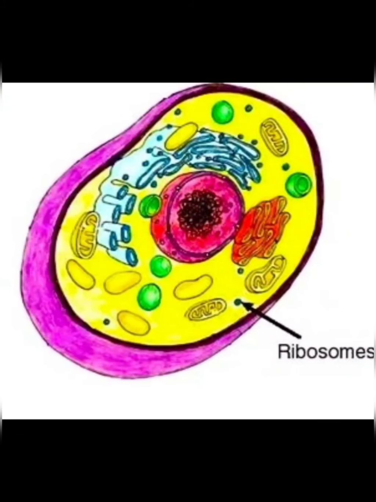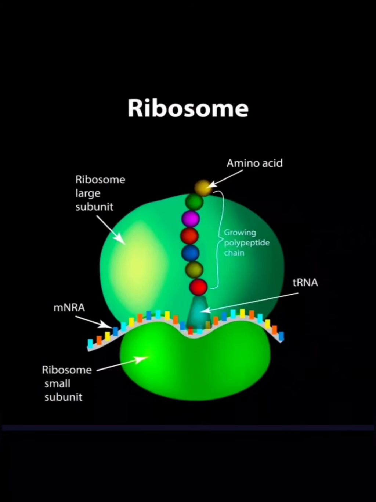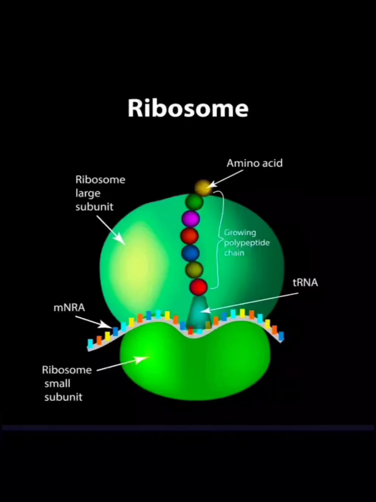Now let us learn about ribosomes. These are small granule-like structures present in the cytoplasm of a cell. They are generally called ribosomes and they are formed of RNA and proteins. There are two types of these ribosomes. Generally, the major function of ribosomes is to synthesize proteins. That means they help in the production of proteins. Mostly these ribosomes are attached to the endoplasmic reticulum. That's the reason why we call that endoplasmic reticulum the rough endoplasmic reticulum.